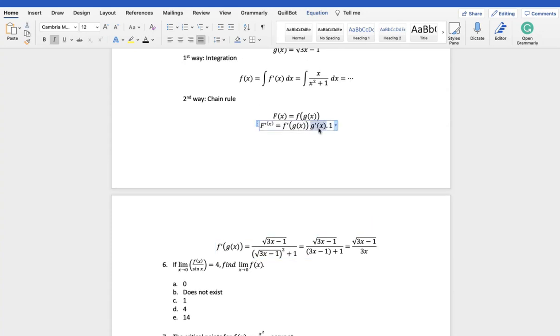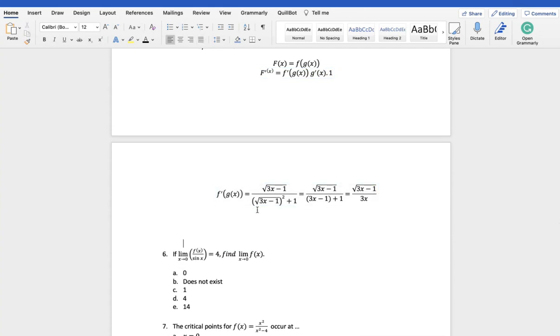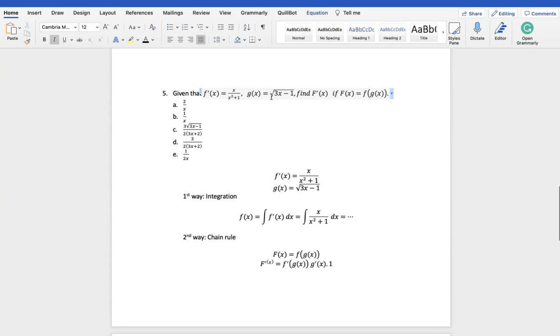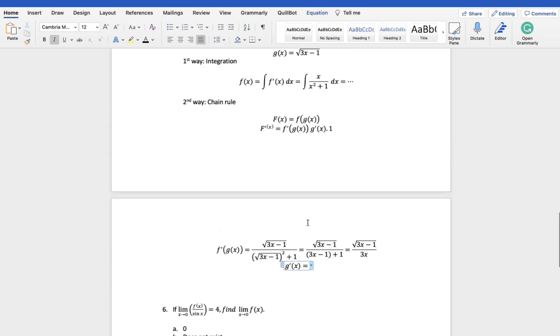Then the second part is just taking the derivative of g of x, right? Taking the derivative of g of x, you just derive the square root of 3x minus 1, which is equal to what? I want you guys to tell me. It's going to be 3 over 2 roots 3x minus 1 in the denominator. Good. Okay. Does everyone agree there?